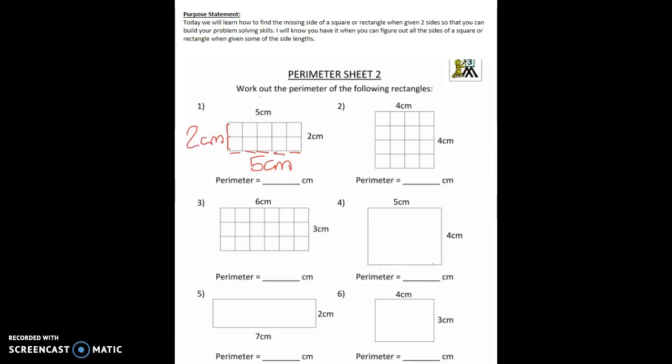To find the perimeter, I need to add up all the sides. 5 and 2 is 7. Another 5 and 2 is also 7. If I double 7 or do 7 plus 7, I get 14.